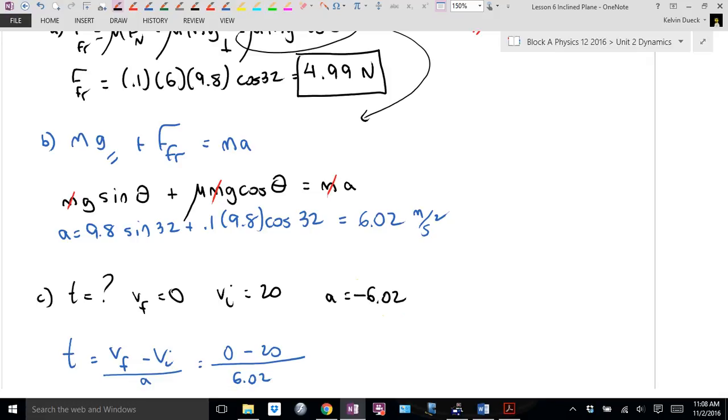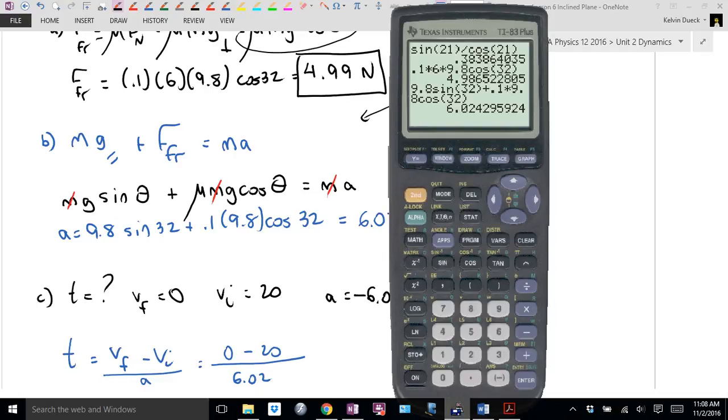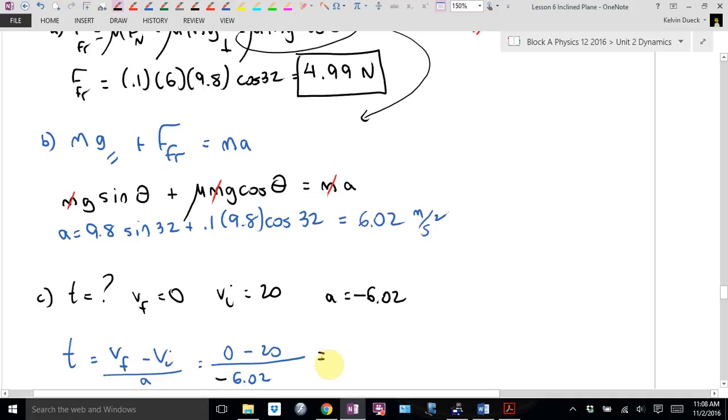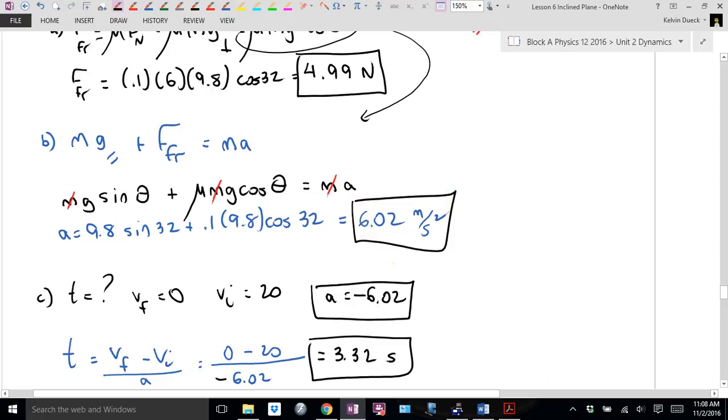Or you could just ignore the negative that your time value gave you. So I'm going to put a negative there, and I'm going to go bracket 0 minus 20 divided by negative answer button. There's my workaround. And that will give me a positive time value of 3.32 seconds. Is that okay? What's D want me to find?